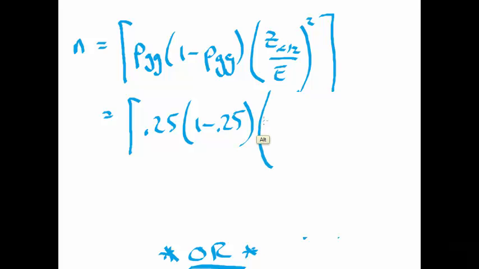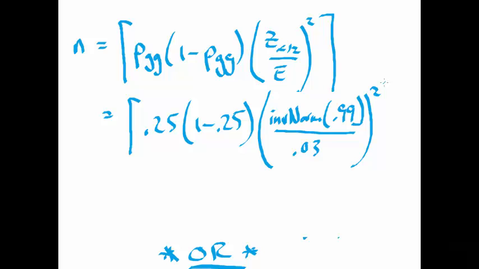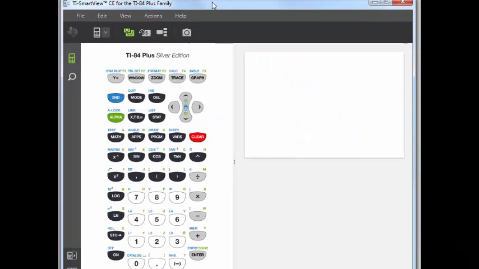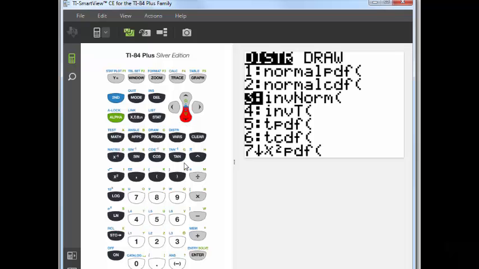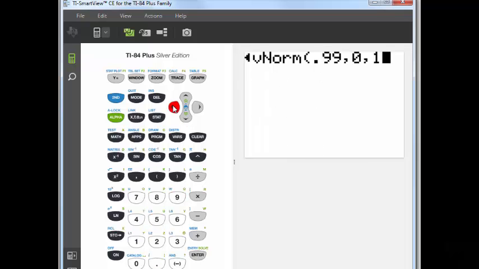Okay, and then let's see, what's our confidence level there? 98%. So this will be INV norm 0.99. Divide that by the margin of error. We want 3 percentage points, like that. Start off with, square that, and pull out my calculator. I get a quarter times 0.75 times INV norm 0.99. And actually, I'm going to want to square that INV norm stuff, right?